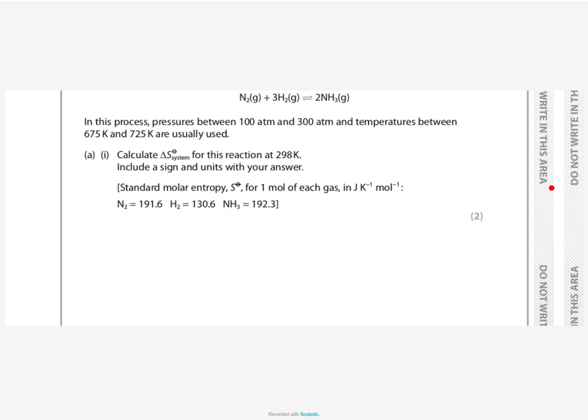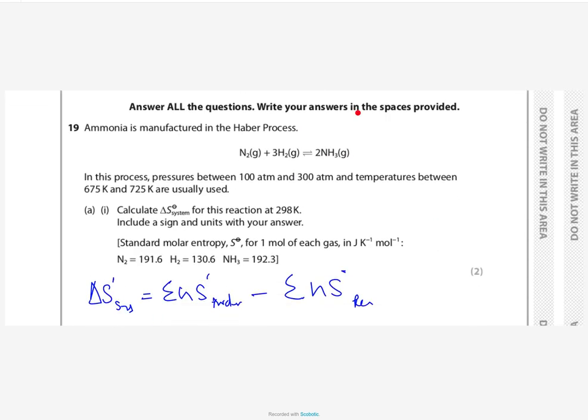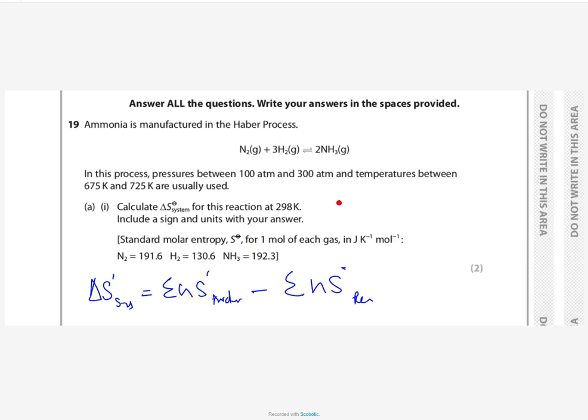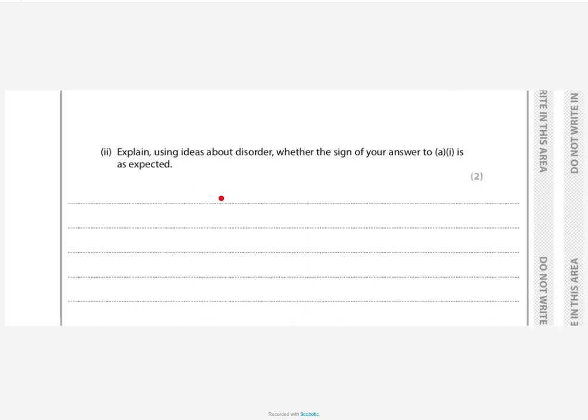System entropy, you know how to calculate. Entropy of the system is the total number of moles times entropy of the products, minus the total number of moles times entropy of the reactants. You have to make sure that you multiply the ammonia by 2, and nitrogen and hydrogen by 3. Products, ammonia by 2; reactants, hydrogen by 3. So you can do that part. I'm not going to do it.